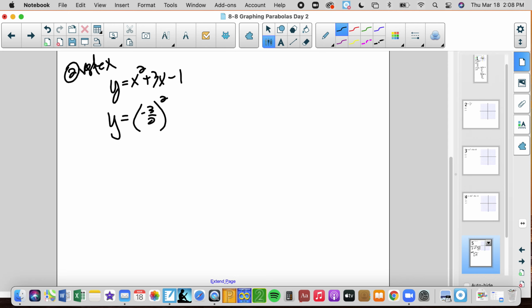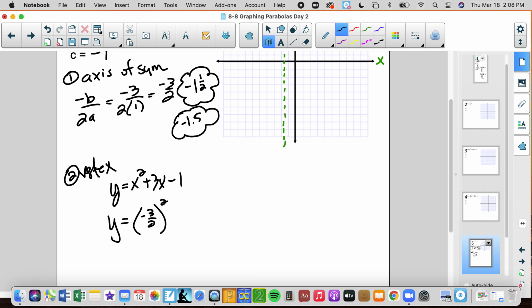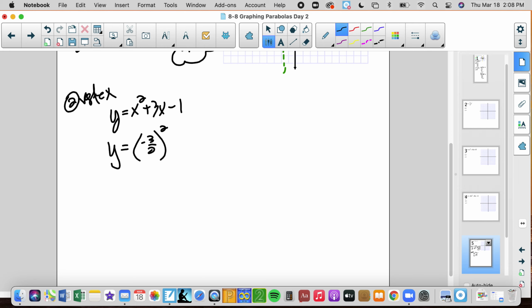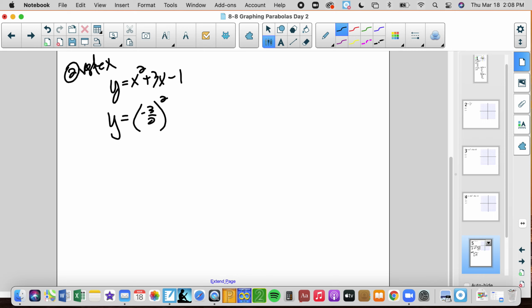Because my x value I'm squaring. What is my x value? Well, we found my x value is -3/2. So I have to square that entire value. Plus 3 times -3/2 minus 1. So when we see -3/2 squared, that's -3/2 times -3/2.